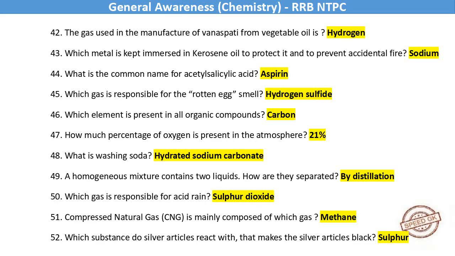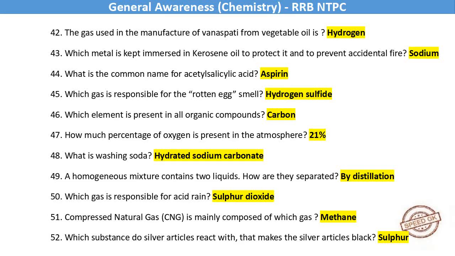Hydrogen sulfide. Which element is present in all organic compounds? Carbon. How much percentage of oxygen is present in the atmosphere? 21%. What is washing soda? Hydrated sodium carbonate. A homogeneous mixture contains two liquids. How are they separated? By distillation.